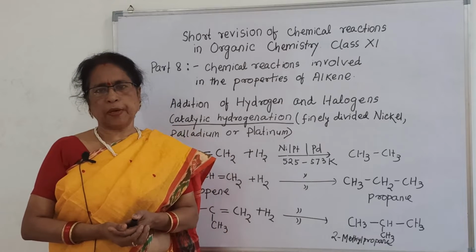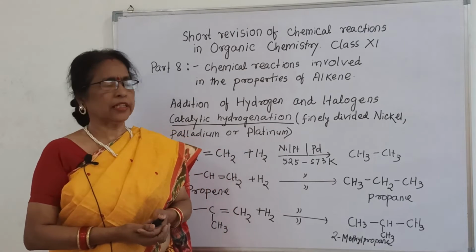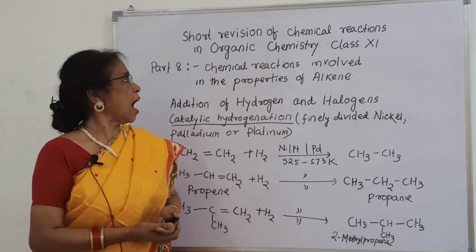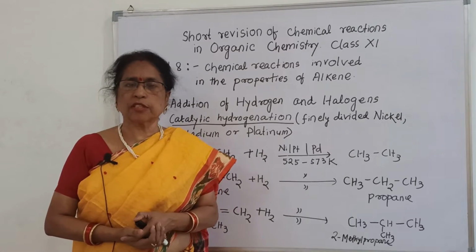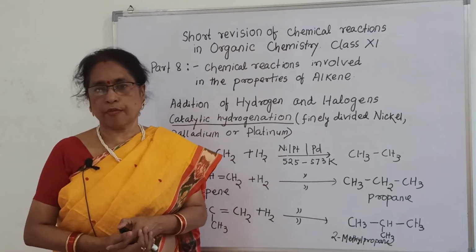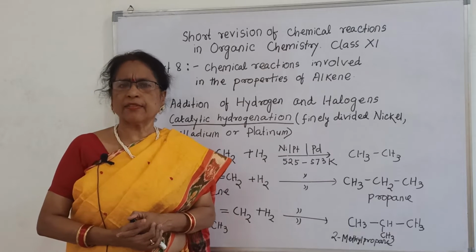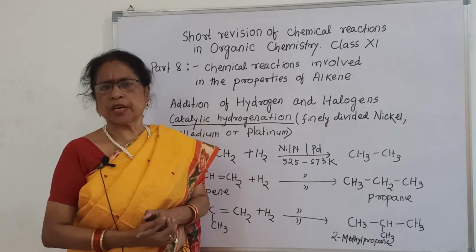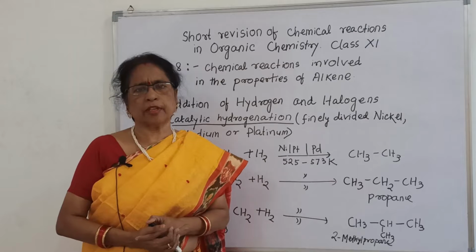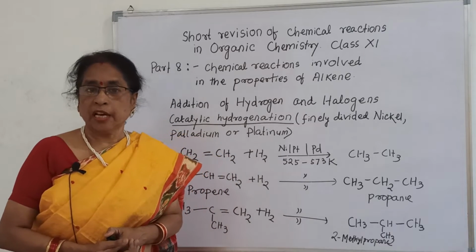Now I am going to explain the chemical reactions involved in the alkene. Now here it is part 8 and this is for class 11 CBSE board, and now here the chemical reactions involved in the chemical property, or simply you can say properties of alkene. Now since alkene contains a double bond, here it is very active. It is called unsaturated hydrocarbon. Since it is unsaturated hydrocarbon, it is very much active and reacts immediately in any type of addition reaction.